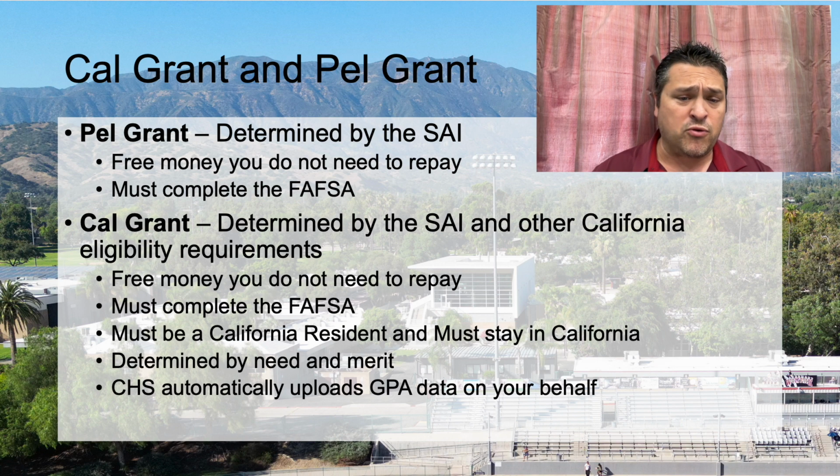The second main grant that Claremont High School students might be eligible for is the Cal Grant. Like the Pell Grant, it is determined by the Student Aid Index and other California-specific eligibility requirements. You do not need to repay this money, but you must complete the FAFSA, and you must be a California resident and continue to go to school in California for college. It is determined by both need and merit. Claremont High School automatically uploads GPA data on your behalf.